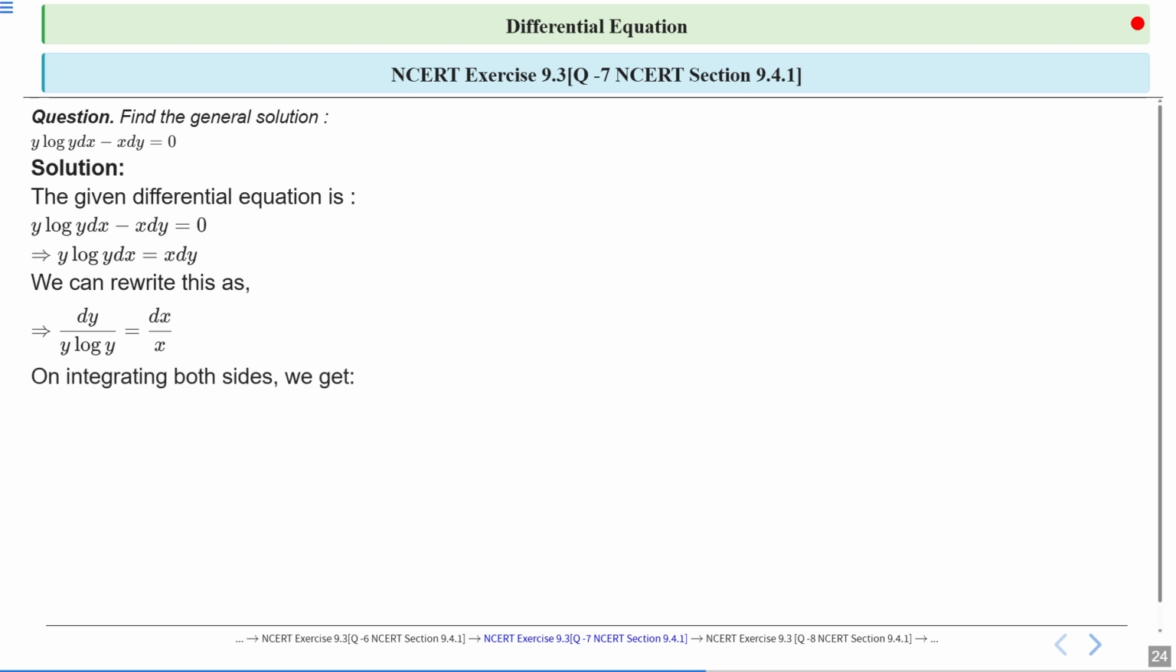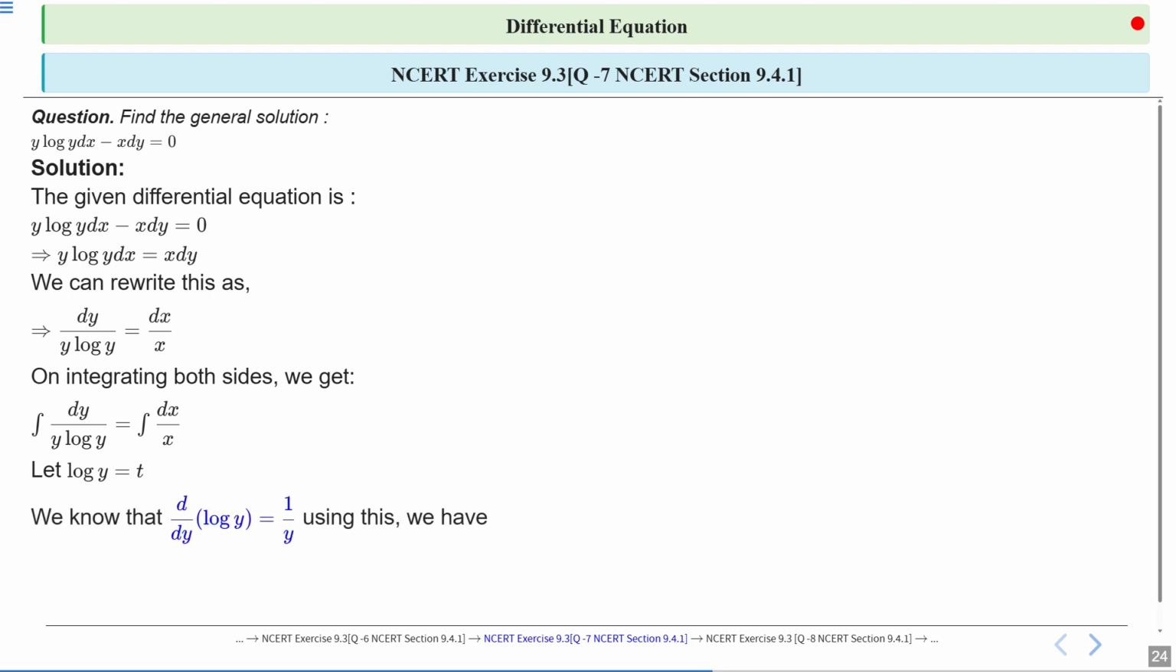So after separating the variable, we integrate both sides. We get the integral of dy by y log y is equal to integral of dx by x. So now we have to find this integral. To integrate dy by y log y, we use the substitution method. We take log y as a new variable, that is t. So log y is equal to t, and then we differentiate it with respect to y.